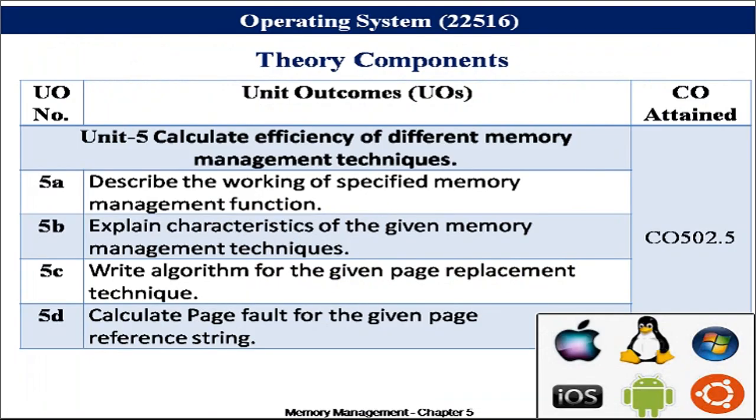The course outcome 502.5 is: Calculate efficiency of different memory management techniques. And the unit outcomes are: Describe the working of the specified memory management function, explain characteristics of the given memory management technique, write algorithm for the given page replacement technique, calculate page fault for the given page reference string.